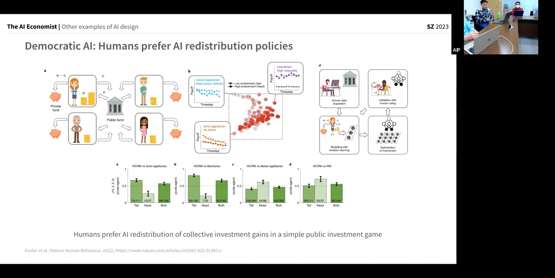But then DeepMind said, let's focus on this human aspect, right? And so what they did is they said, okay, let's make a game, right? And now there are 4 real people who are going to play this game.